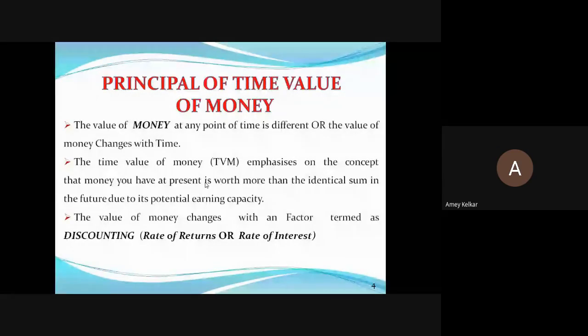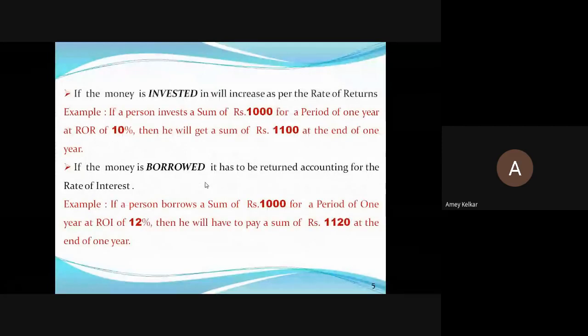To highlight this, I have kept a small example. If money is invested, it will increase as per the rate of returns. For example, if a person invests a sum of 1000 for a period of 1 year at a rate of returns of 10%, then he'll get a sum of 1100 at the end of the year. 1000 is his own investment, and the 100 rupees he gets with a discounting factor of 10% is the growth.